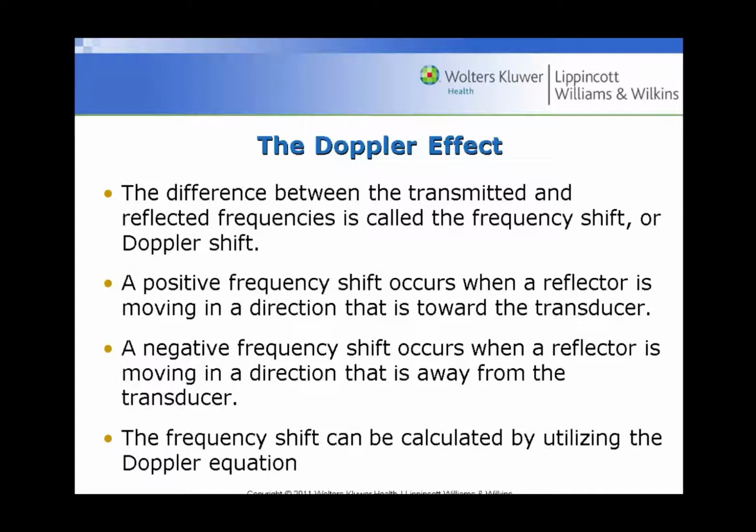The difference between the transmitted and the reflected frequencies is called the frequency shift or the Doppler shift. A positive frequency shift occurs when a reflector is moving in a direction that is towards the transducer. The negative frequency shift occurs when a reflector is moving in a direction that is away from the transducer. And you can calculate this shift by using the Doppler equation.